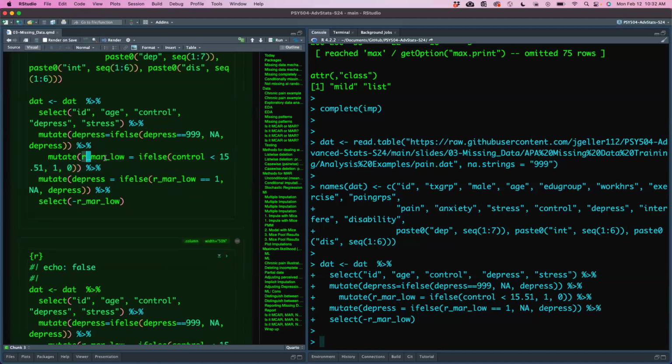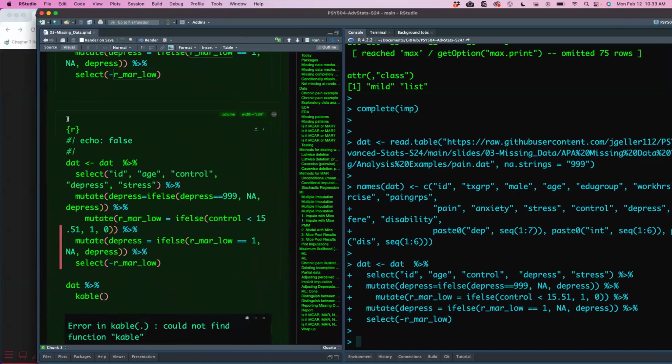It's in the variable name. Missing at random. Yeah, so it'd be missing at random, right? So missing at random is where we can take the missingness and correlate it with some other variable in our data set, which here it's correlated to low control.